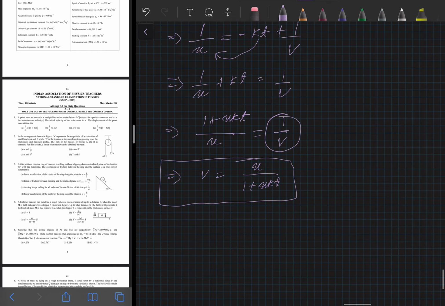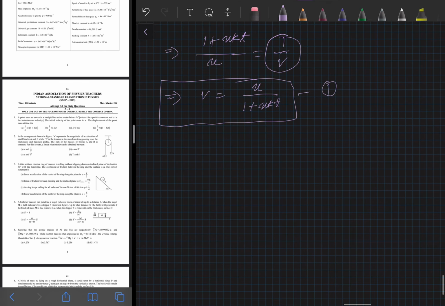So step 1 is done. Now we have to integrate this term one more time so that we get the expression for displacement. So displacement is, we can write v as dx by dt. So I'm going to replace this here. So we can write dx by dt equals u times 1 plus ukt.